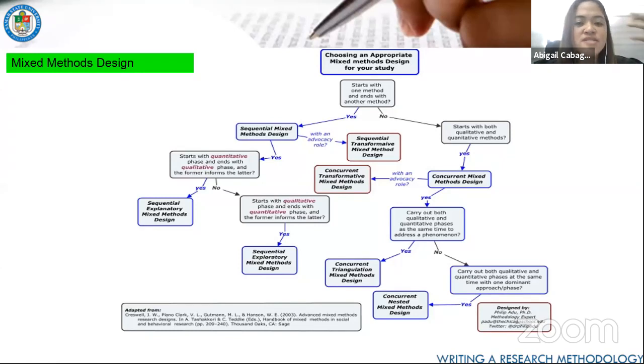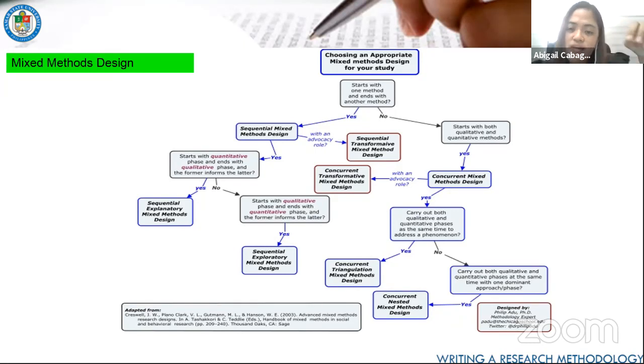How about if it's not the case? How about if you are going to use both methods at the same time? You start with both the qualitative and the quantitative methods, then you are going to use concurrent mixed methods design. So sabay mo silang gagamitin. Sabay yung qualitative data and quantitative data.